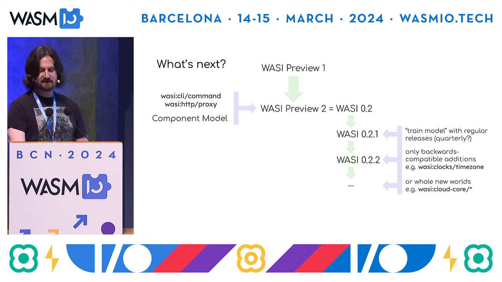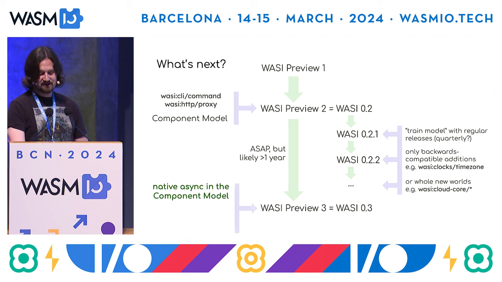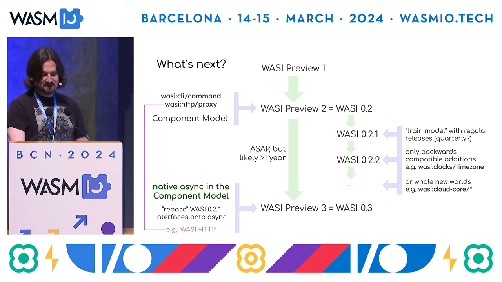And then in parallel to that, we want to do more of a major release, WASI 0.3, which previously I called WASI Preview 3. And we want this as soon as possible, of course, but likely this is going to take more than a year. And the big feature here is adding native async in the component model, and then rebasing our 0.2 interfaces to take advantage of these features. So just to see what this might look like, let's zoom in and talk about WASI HTTP.